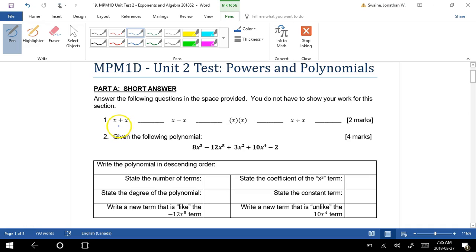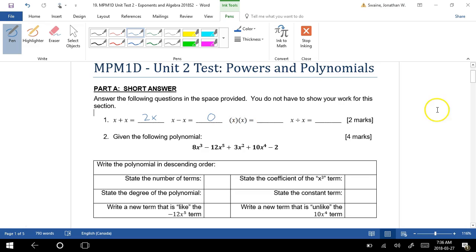So, x plus x, first question there. If you have one x and someone gives you another one, that means you now have two x's. X minus x, if you have an x and someone takes away your x, you have absolutely nothing. You could write 0x, but it's better to write 0.